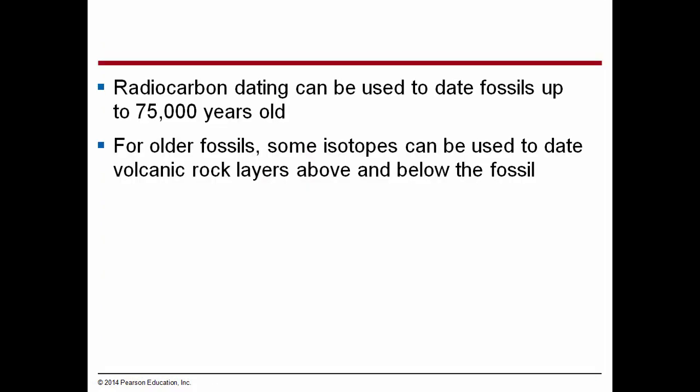Radiocarbon dating can be used to date fossils up to 75,000 years old. For older fossils, some isotopes can be used to date the volcanic rock layers above and below the fossil.